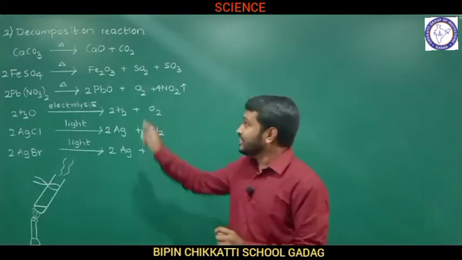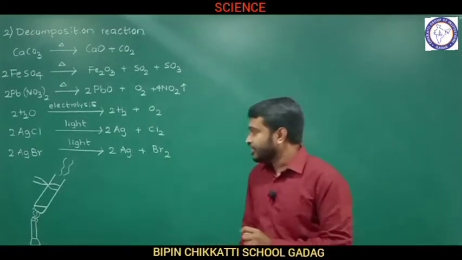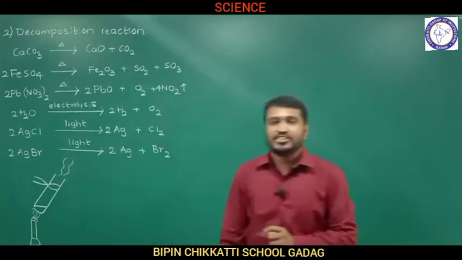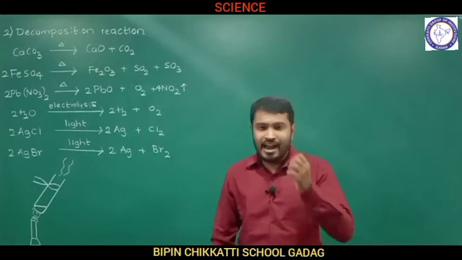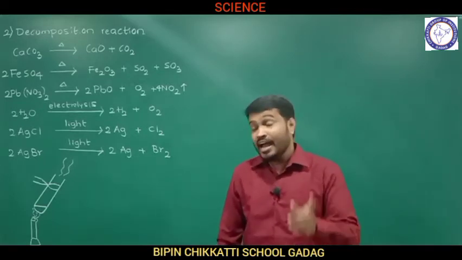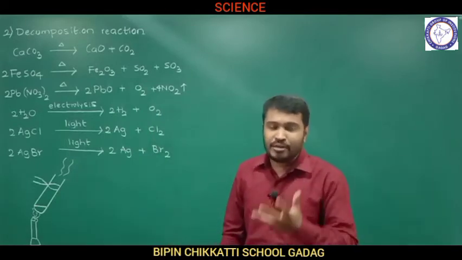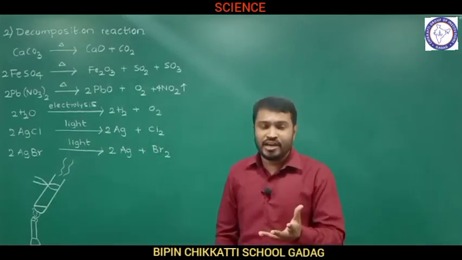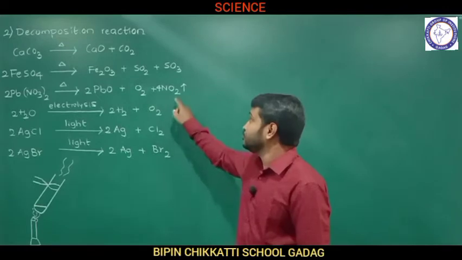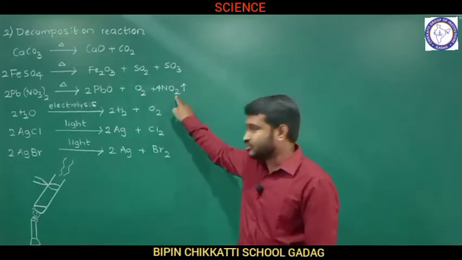And for the next one, that is lead nitrate, again the same procedure has to be followed. You are supposed to consider a test tube, add lead nitrate and just heat that, and in this case we are going to get fumes, brown colored fumes, and that indicates the presence of nitrogen dioxide gas.